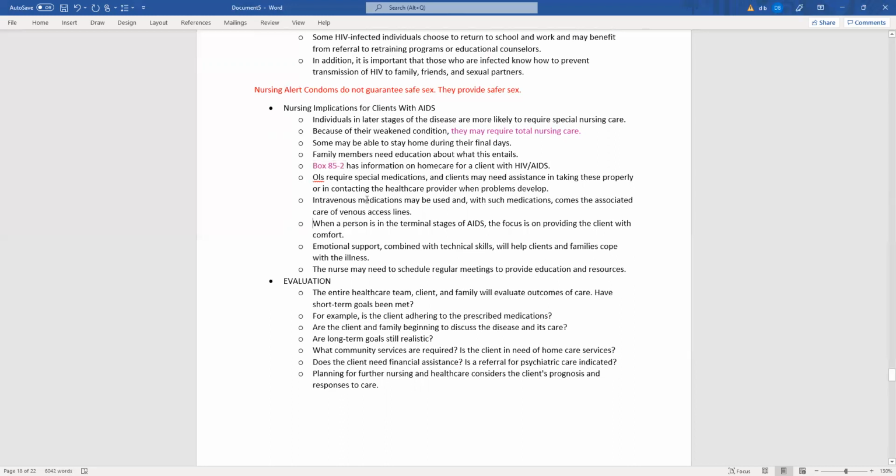Hold on. Let me read that again. Intravenous meds may be used, and with such meds comes the associated care of venous access lines. So they may have to do that, just like they do cancer patients. So when a person is in the terminal stages of AIDS, the focus is on providing the client with comfort. Emotional support combined with technical skills will help clients.